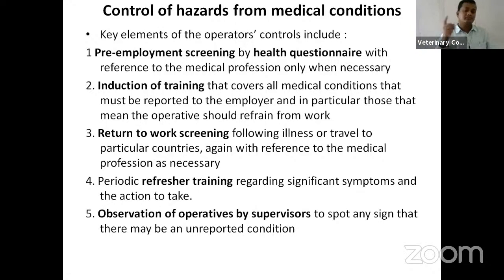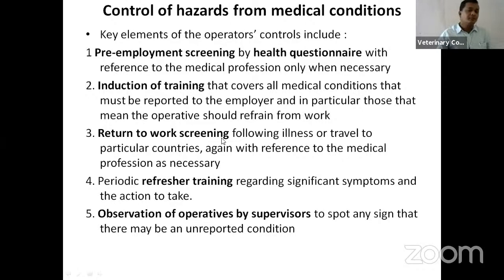Afterwards, such an individual is first given the training, because meat processing is a skilled operation. They have to be trained until the training is over and until they demonstrate their skills. After the training, they have to be assigned a specific task in the slaughterhouse. Return to work screening.